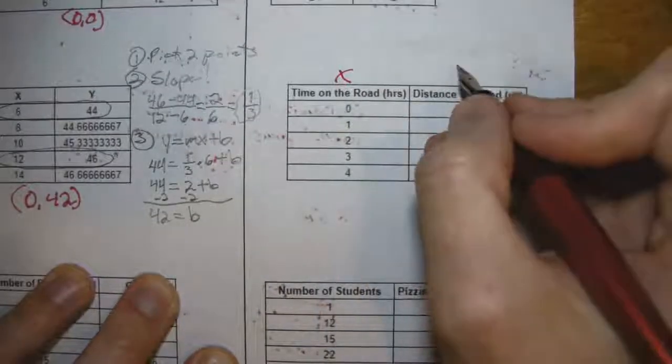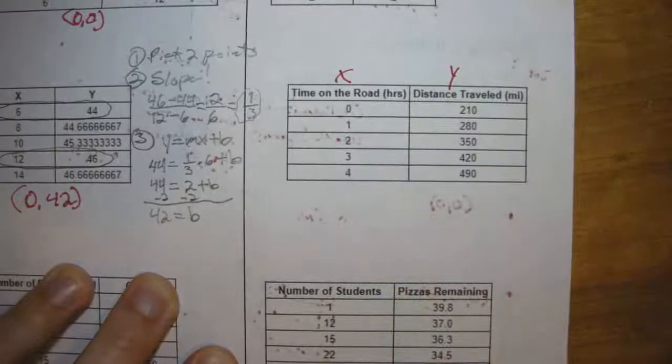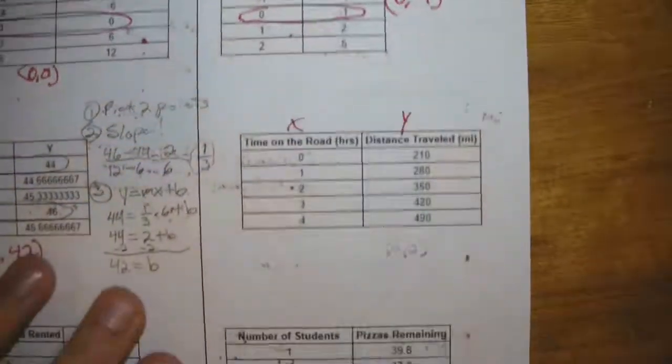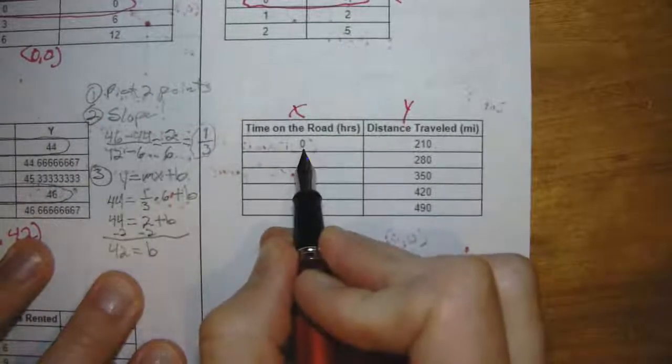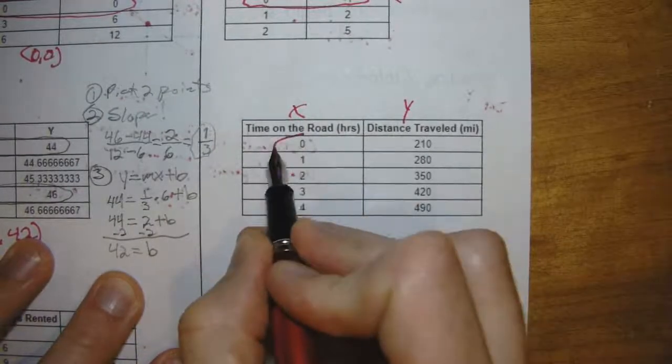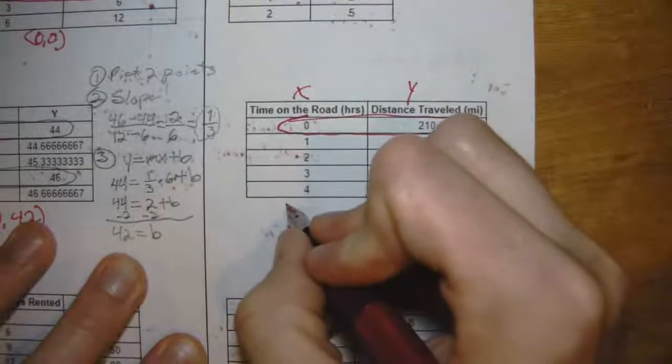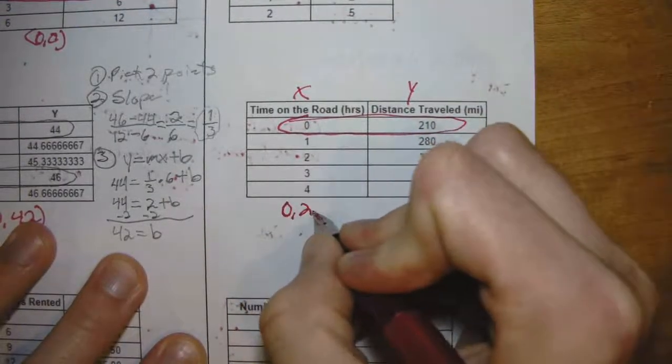Our distance traveled would be y. And remember, all of our y-intercepts look like this. They all start with 0, comma, a number. Well, notice here's our 0, and it's at 210. So if I were to write that as a y-intercept, I could write it as 0, comma, 210.